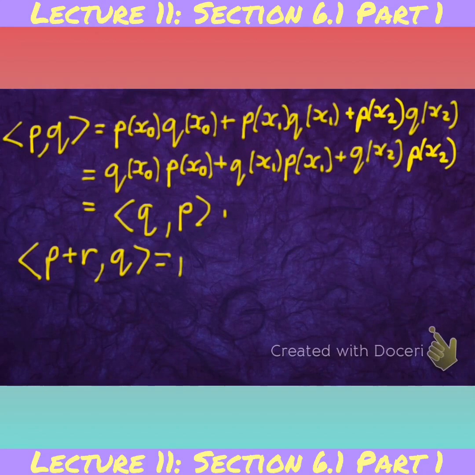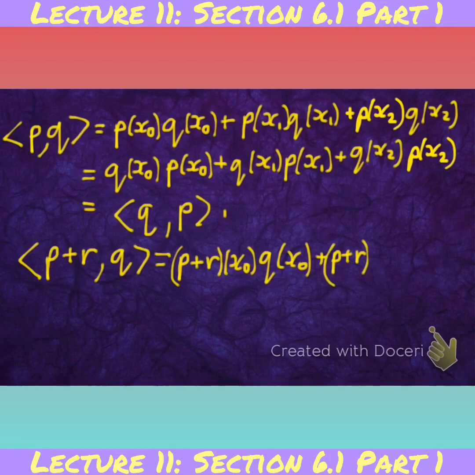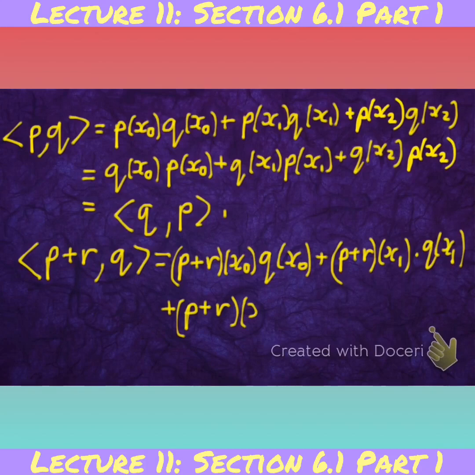And by definition, that is going to be the function P plus R in the point x0 multiplied by the function Q in the point x0. Then the second term is going to be the function P plus R in the point x1 multiplied by the function Q in the point x1, and then your last term is going to be the function P plus R in the point x2 multiplied by the function Q in the point x2.